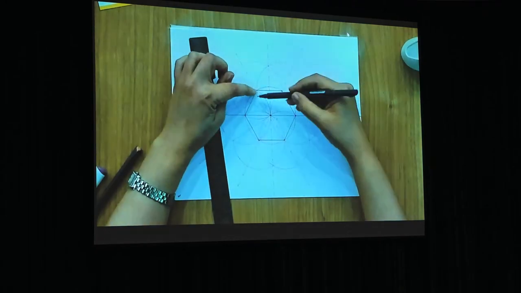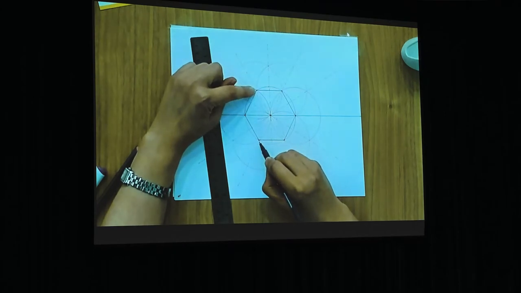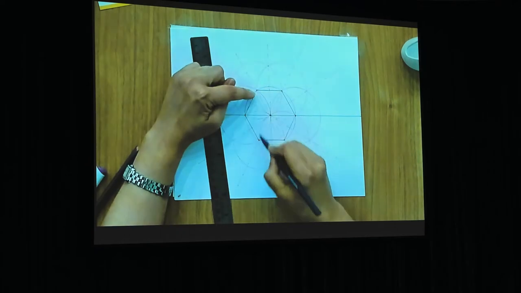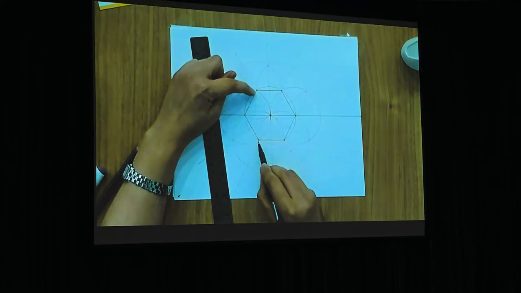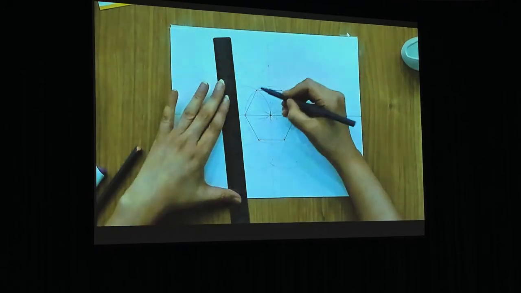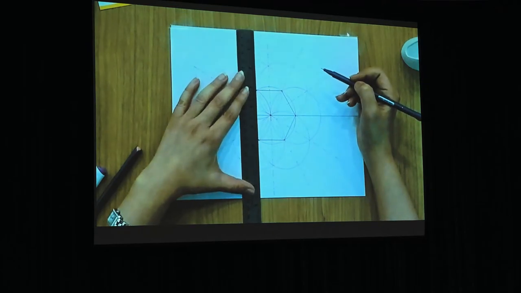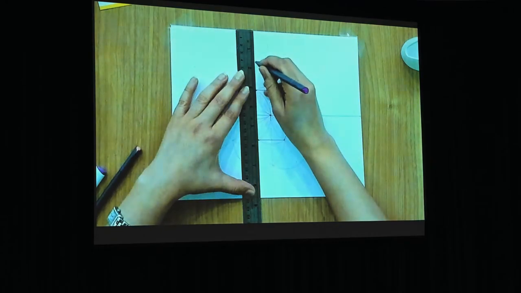So again, all these points are important. We will look at these two points, but then extend the lines outside. We are not making the line inside the hexagon, but we're extending the line outside till the edge of the outer circles. Okay, so we are taking these two points from the petal and extending the line outside till the outer circle.